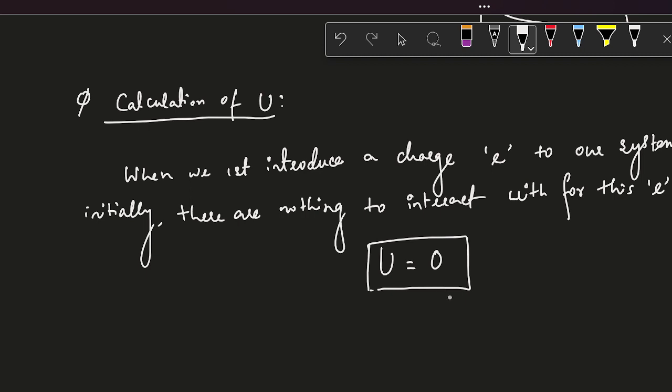I hope there is no problem or conflict till this point. Now when you introduce your second particle, the physics starts to change, because after you have introduced a first particle and you keep on introducing new particles, you always have some other particle present so that you can have an interaction energy with the initial particle, right?